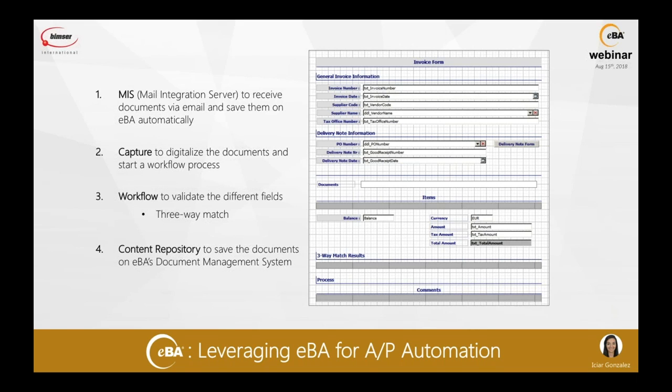So then the third module we need is the workflow to validate those different fields that we're going to be capturing. For example, for AP automation, we're going to be doing some kind of three-way match, so that we can match our purchase order with our invoice and then with our delivery note, to make sure that what we order is what we get and it's what we are invoiced for. So those are some of the validations that we'll need to do.